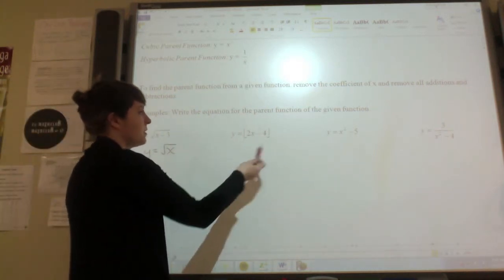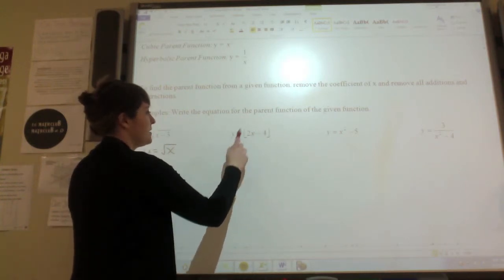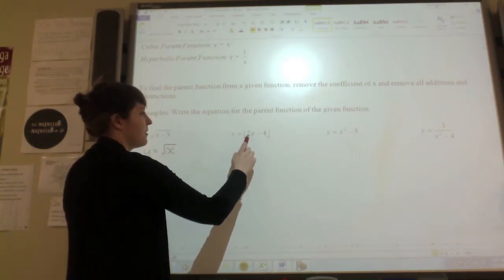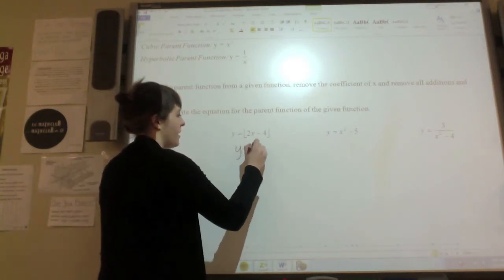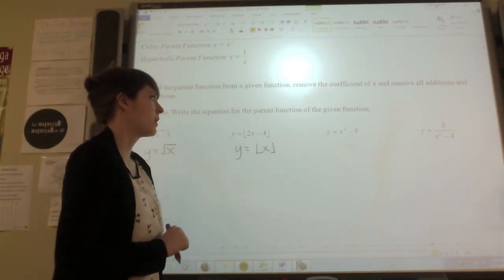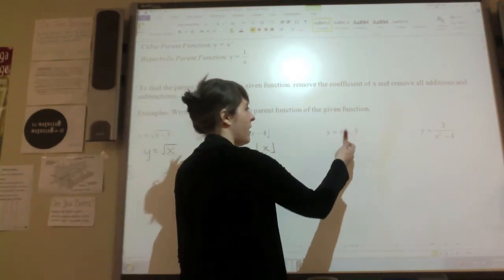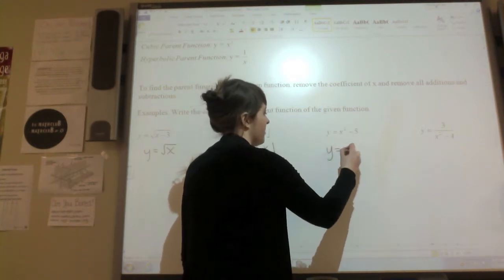Okay, in this next one, you'll notice this is a step function. So this is my rounding down function. If I get rid of the coefficient of 2 and the subtraction of 4, I'm just left with y equals the rounding down function of x. This one here, I don't have a coefficient, but I do have this negative 5, so if I get rid of that, I just get y equals x squared.